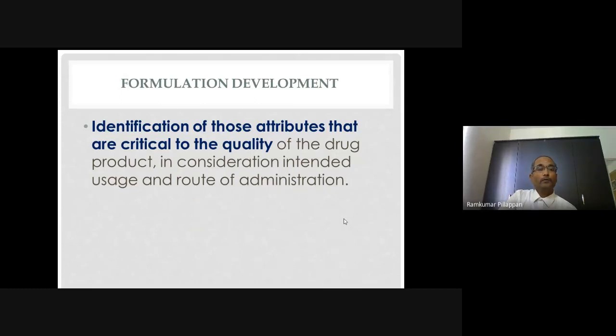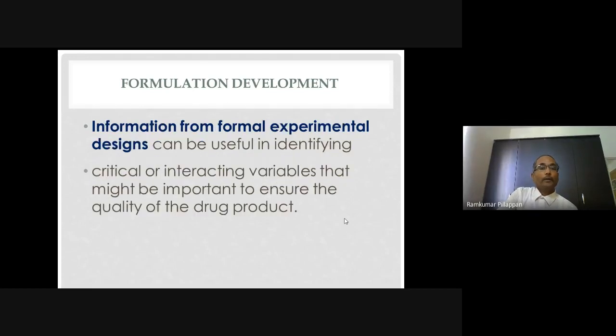Identification of those attributes that are critical to quality is the mantra. I use that word mantra, which is a Sanskrit word, but you need to identify what attributes are important for the quality, so that your product will always be useful in terms of its usage, that is for a particular disease and also route of administration. Information from the formal experimental designs. I'm using the word experimental designs for the first time. We will discuss later in detail. So how critical it is to control the variables to ensure your quality product is there.